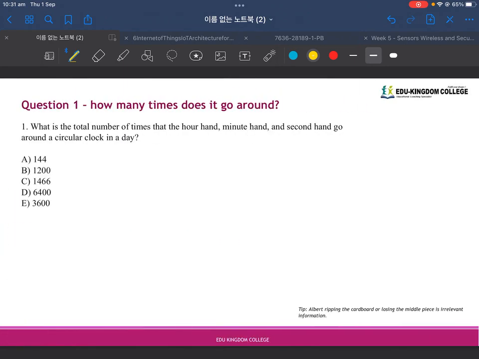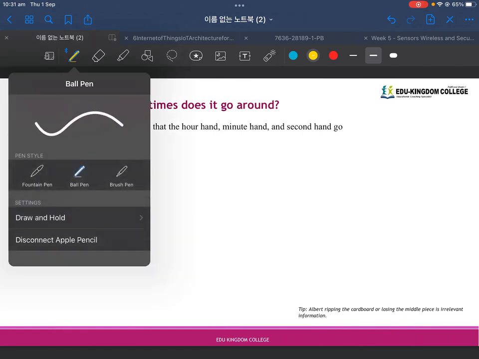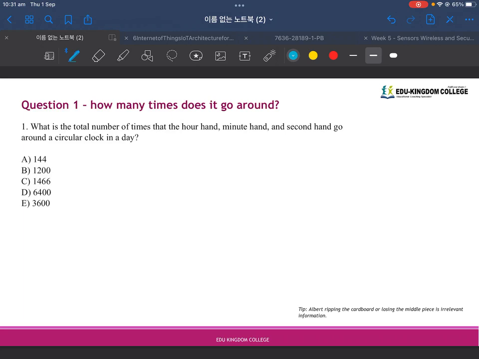Question 1. What is the total number of times that the hour hand, minute hand, and second hand go around in a circular clock in a day? Now to tackle this question, it's quite straightforward in the sense that we just need to look at each component: the hour hand, minute, and second.